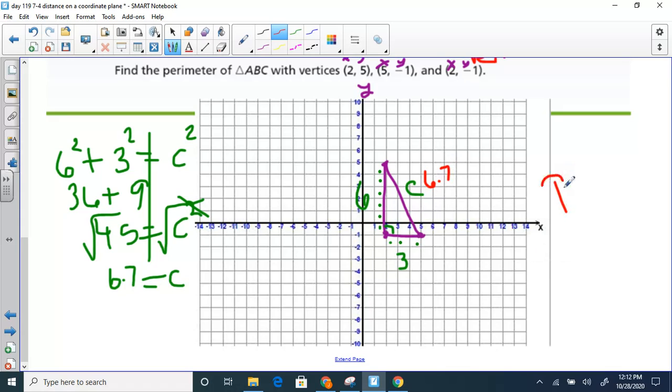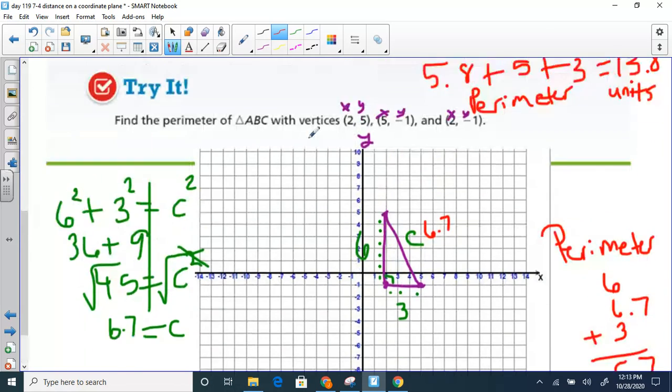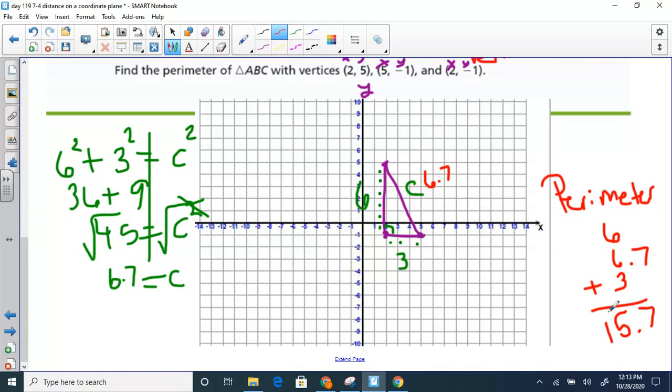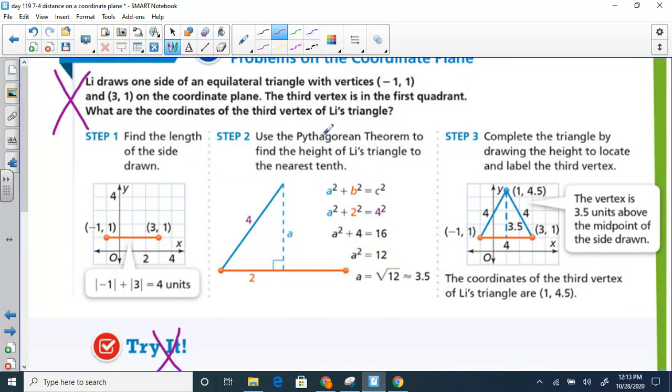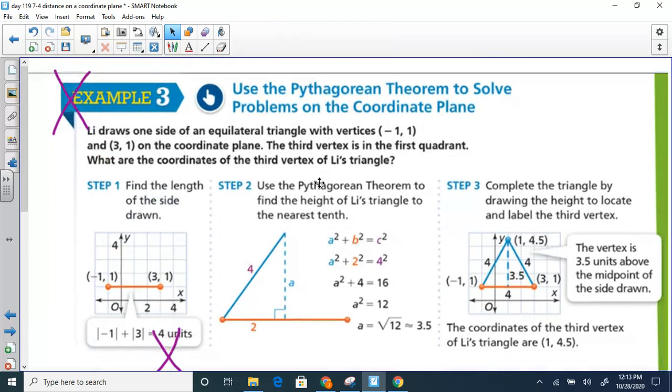And now when I need to find the perimeter, I just have to add the sides. That's it. So I've got 6, I've got 6.7, and I've got 3. So 6 and 6 is 12, 13, 14, 15.7. And I don't see any real units, so I'm just going to label it with units or boxes, blocks. And that's it.